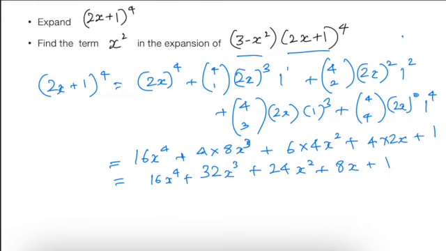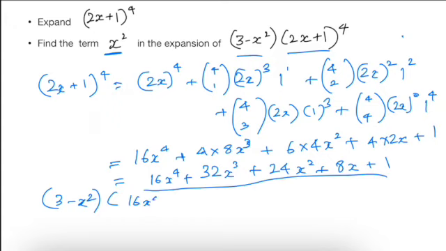Now they are asking us to find the term x square in the expansion. So let's see (3 minus x square) into, so you have the expansion of this. So let's write that 16x to the power 4 plus 32x to the power 3 plus 24x square plus 8x plus 1. But don't waste your time multiplying everything. We just want the term with x square and it's very easy to do it. So when you multiply 3 with x to the power 4, some number into x to the power 4, we'll get x to the power 4. When you multiply 3 with x to the power 3, we'll get x to the power 3.